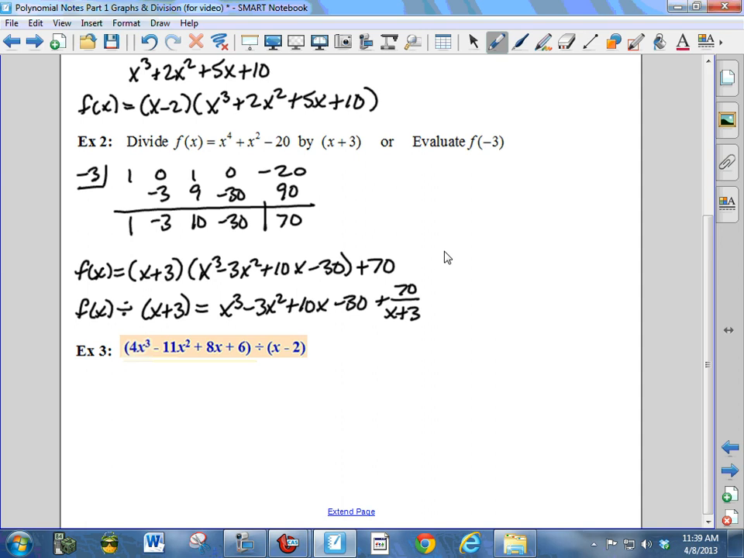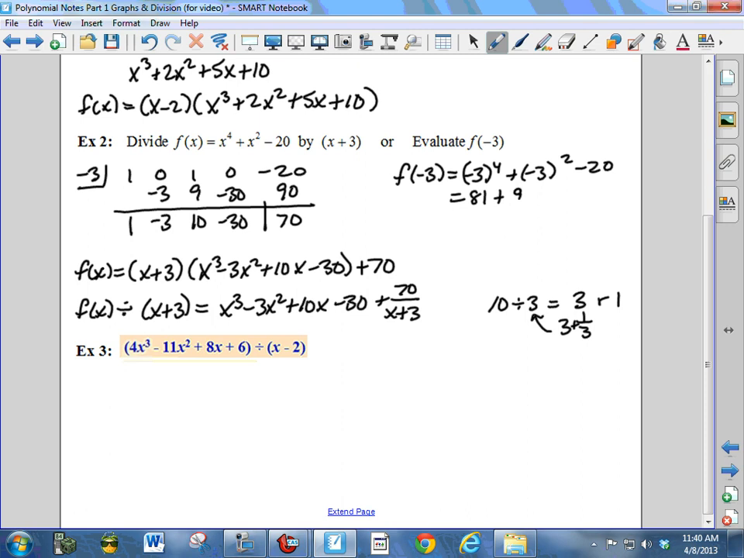This is the same thing as if I write 10 divided by 3, and I get 3 remainder 1. I would write that as 3 1/3 because I divided by 3, so I write it basically as 3 plus 1/3. So it's the same thing as what I would do there. Now, if I evaluate f of negative 3, f of negative 3 is negative 3 to the fourth plus negative 3 squared minus 20, which is 81 plus 9 minus 20, which is 90 minus 20, which is 70. So look at that. I already figured that out. f of negative 3 is 70. That's the other thing I can do with this.